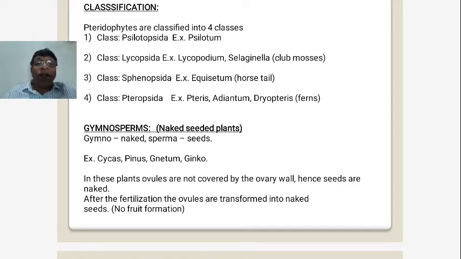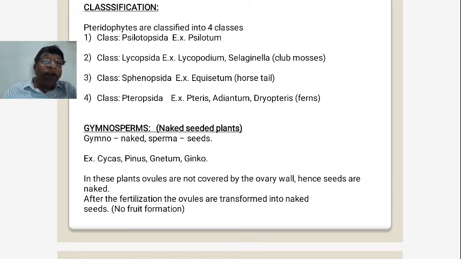As I told you, in these plants, ovules are not covered by the ovary wall. If you examine the female reproductive structure in case of angiosperms, we call it pistil or gynoecium. So, pistil consists of basal ovary, middle style, and upper stigma. Within the ovary, the ovules are present. See, look here now. The ovules are protected by the ovary wall in angiosperms. But in these plants, ovules are not covered by the ovary wall.